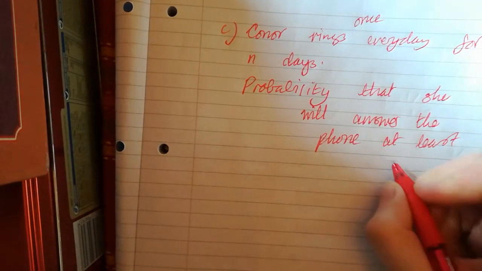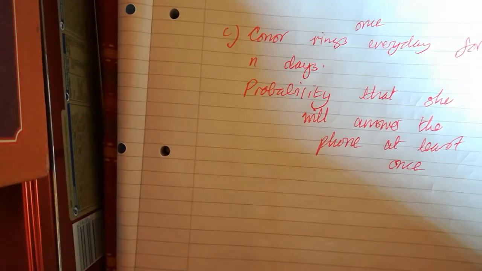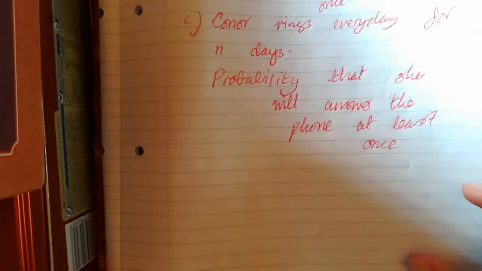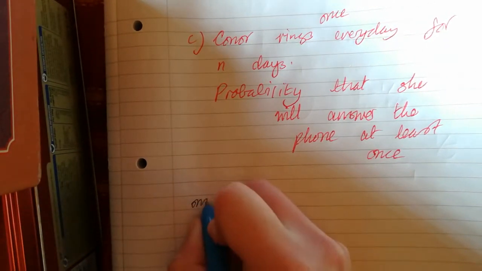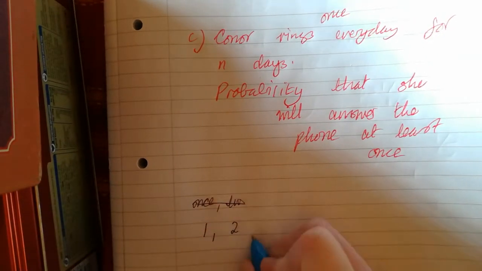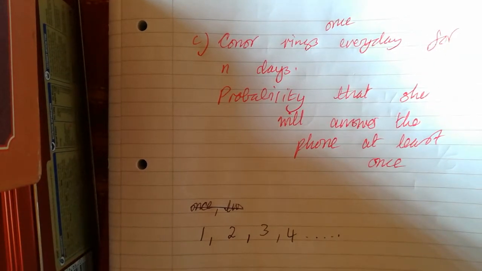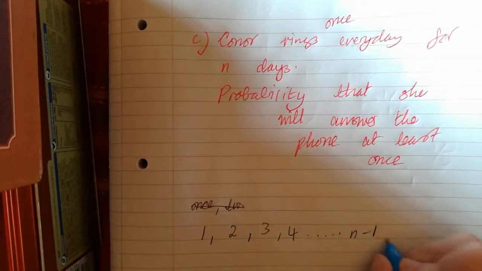So we're going to say that she answers at least once. We weren't told exactly how many days he's ringing for. So the probability that she answers the phone at least once could be the probability that she answers the phone once, twice, 3 times, 4 times, all the way up to n minus 1, all the way up to n.